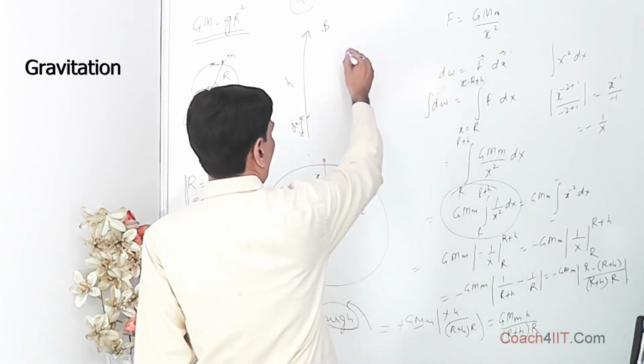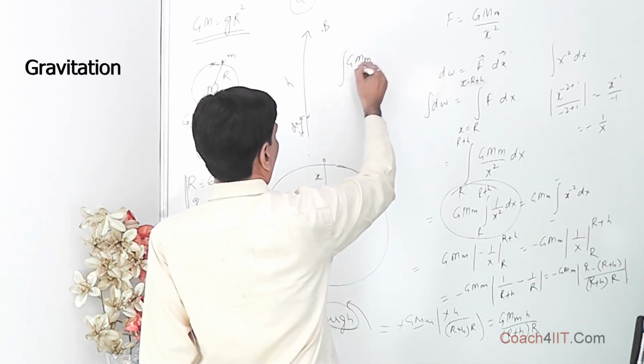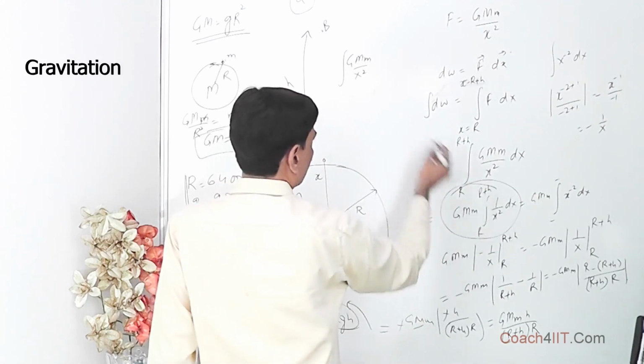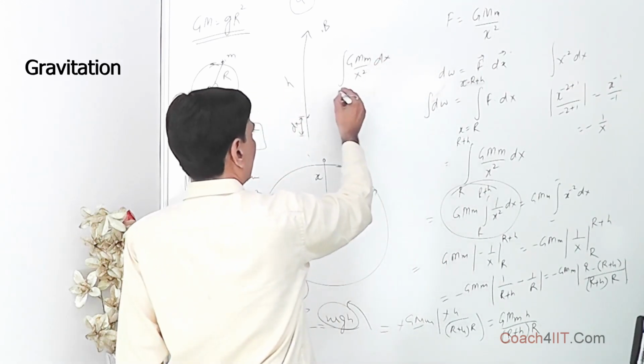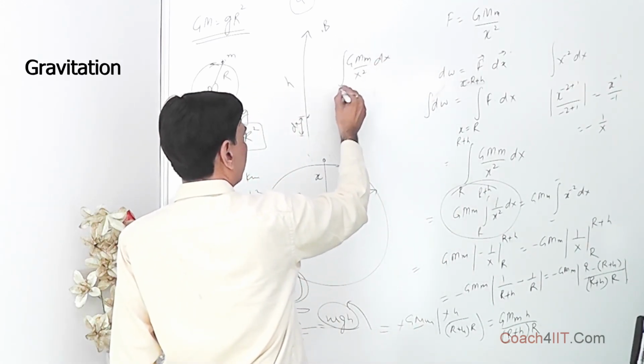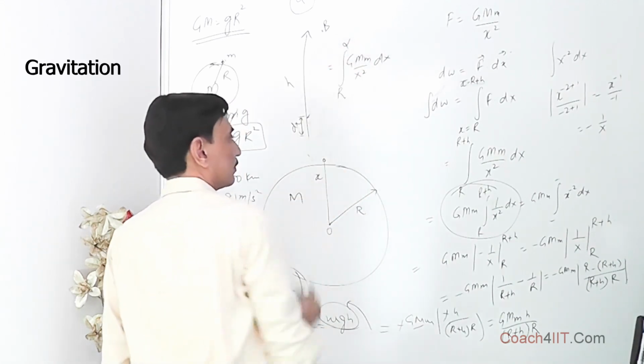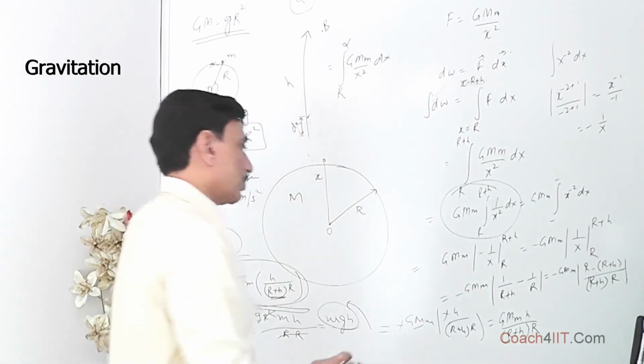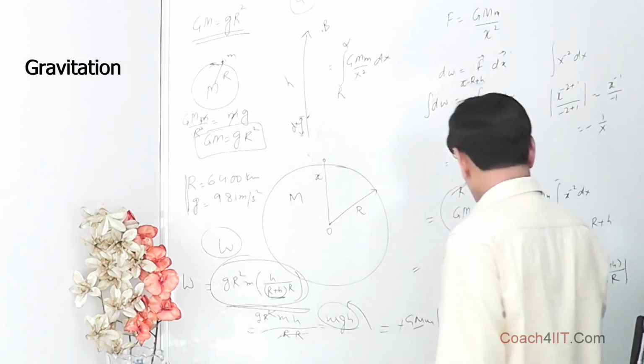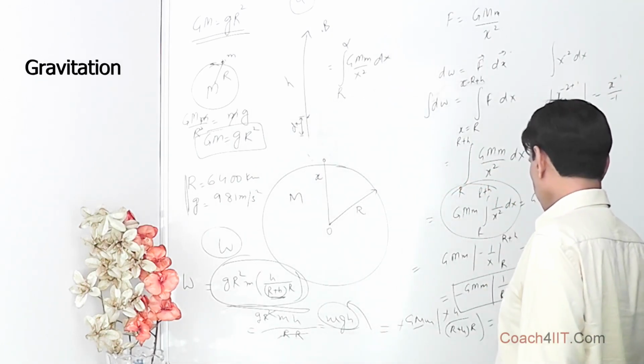That is, it goes from GMm upon x square, that is the same thing, force, into dx, that remains same. That is, now the limits are from the surface of earth to infinity. So the rest everything will remain same. We'll just take care of this thing. Let's take this expression, and over here we just change the limits.